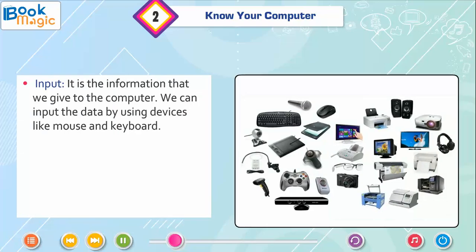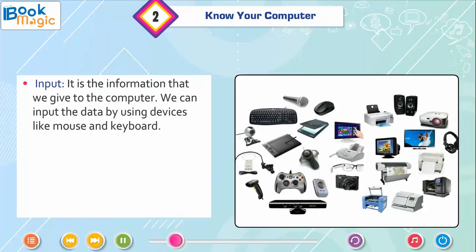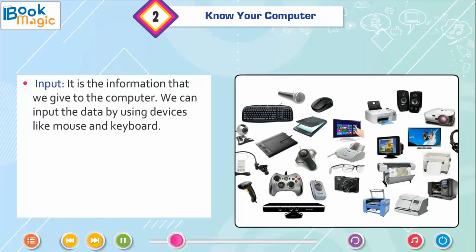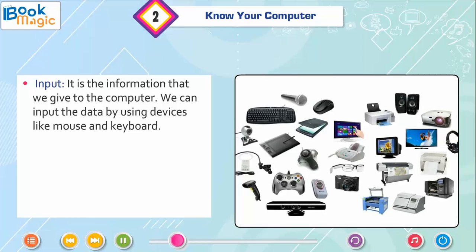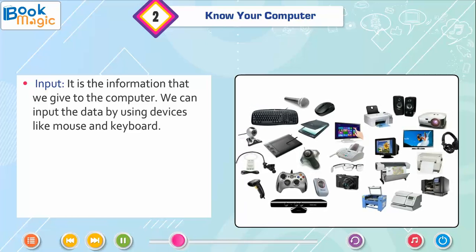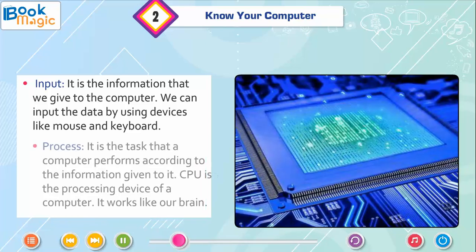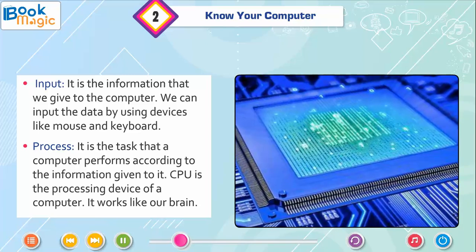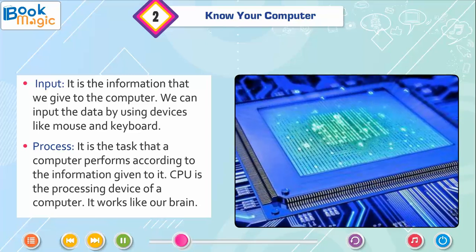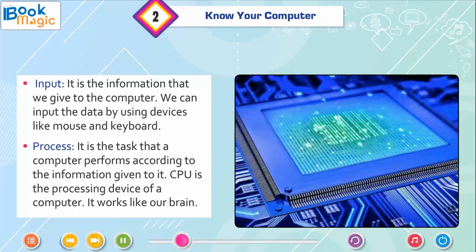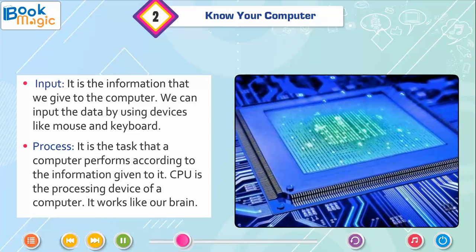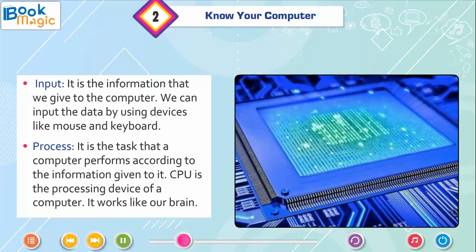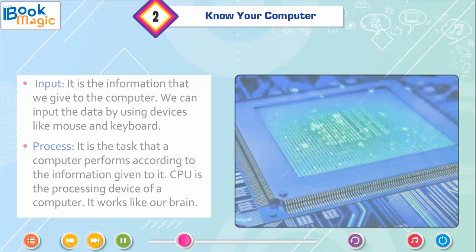Input. It is the information that we give to the computer. We can input the data by using devices like mouse and keyboard. Process. It is the task that a computer performs according to the information given to it. CPU is the processing device of a computer. It works like our brain.